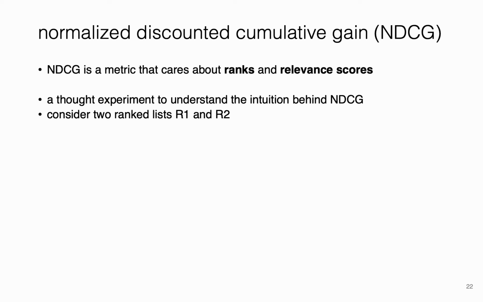And that is the problem NDCG, or Normalized Discounted Cumulative Gain, tries to solve. It cares both about ranks and relevance scores. Before we see how it works, let's build some intuition. Consider two recommendation lists R1 and R2.